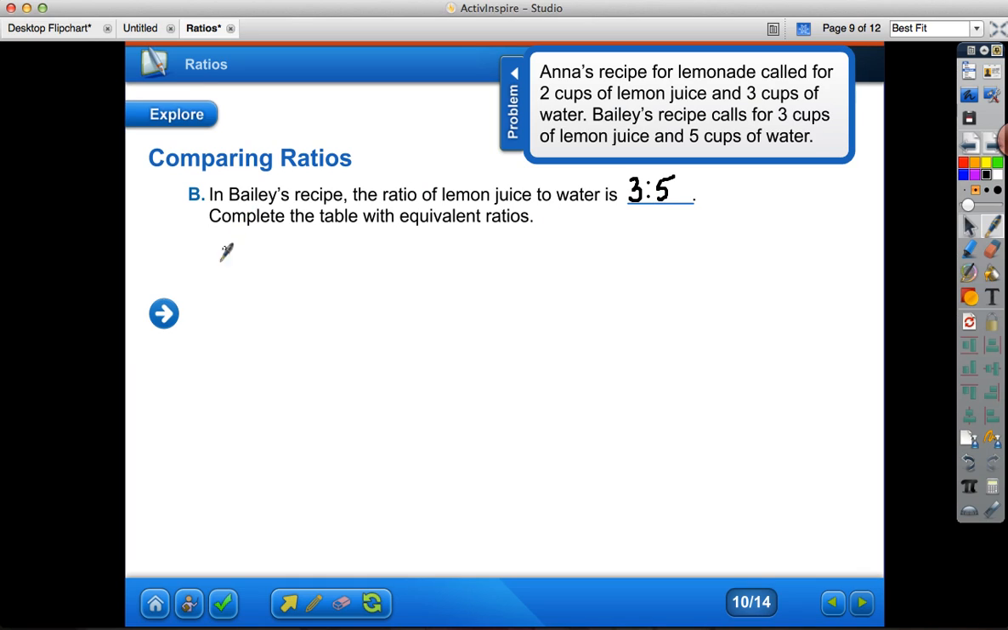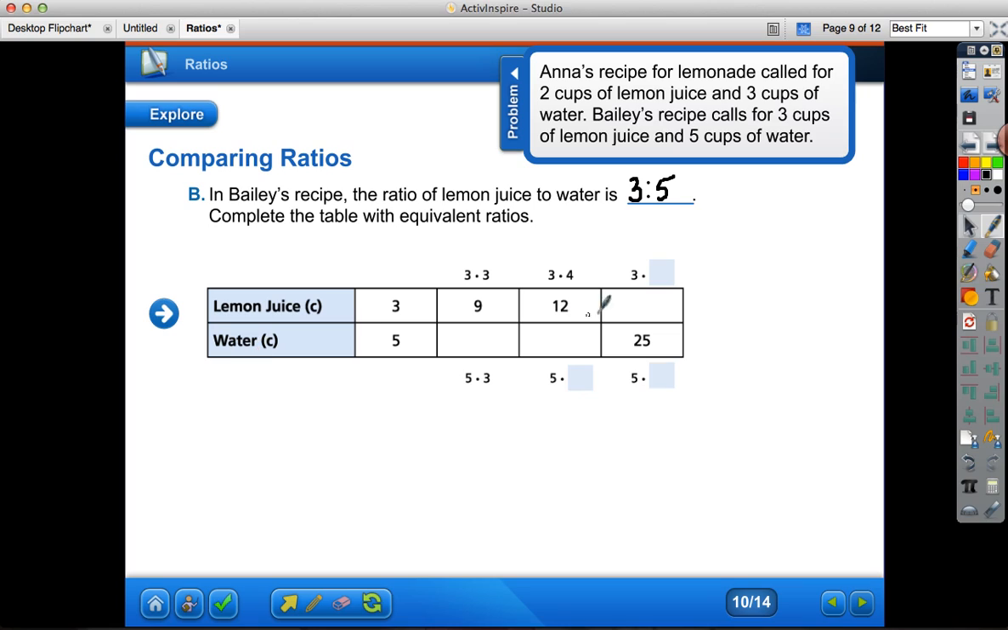All right, so we're going to complete the table with the equivalent ratios. I know that if I want to triple the amount, I would have to put in 3 times the amount of lemon juice, which would be 9 cups. And I would have to triple the amount of water, which would be 15 cups. Times 4 would mean 12 cups of lemon juice and 20 cups of water, because I'm multiplying by 4.